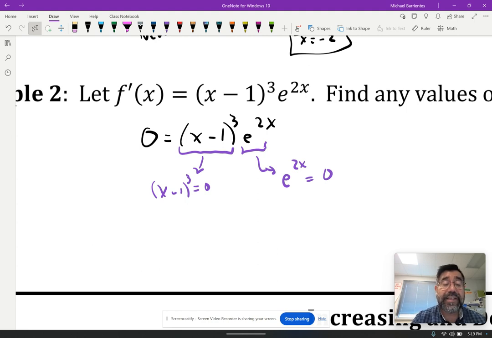Well, let's find, does any x value make this first factor equal to 0? If I take the cube root of both sides, I'm going to get x minus 1 equals 0. I'm going to add 1 over, and I get 1 x value there. I have a critical point.